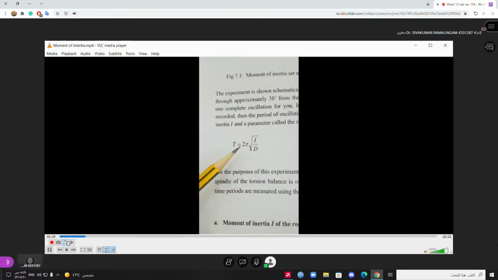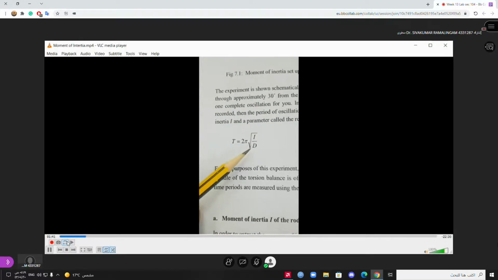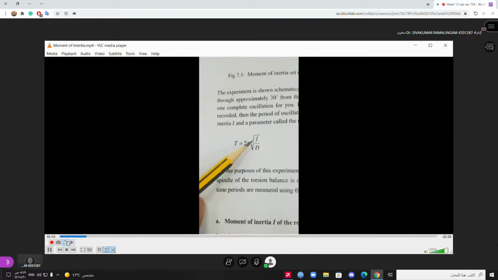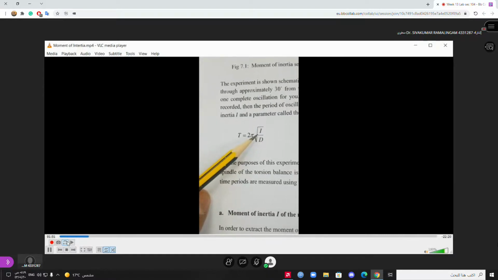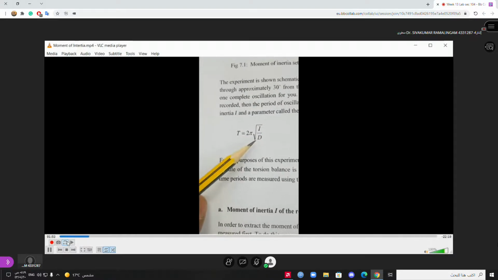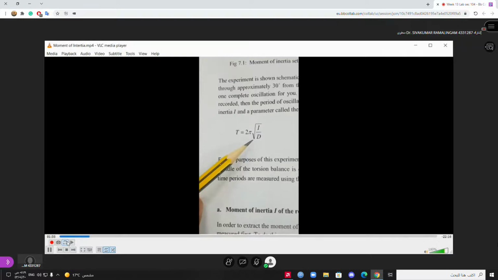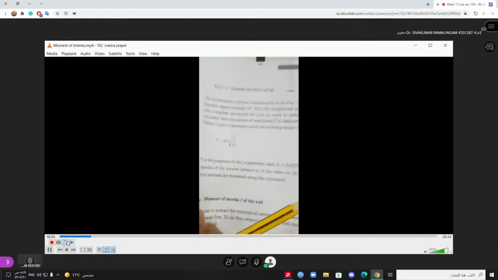T is the time period, equal to 2 pi times the square root of I over D. I is the moment of inertia. 2 pi is a constant. D is a constant. By using this formula, I'm going to calculate your I.